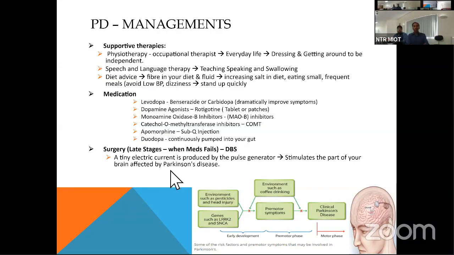You don't need to do it on everybody, and you can't do it on everyone. First, it's not indicated for all, and also there are not too many facilities available to do it, but they are doing it in selected patients. Next slide. Okay. There are other supportive therapies also. Occupational treatments in early days, speech and language therapy for swallowing and speaking, and diet advice. As Dr. Pulo mentions, increasing a small amount of salt in the diet and frequent small meals will also be helpful.